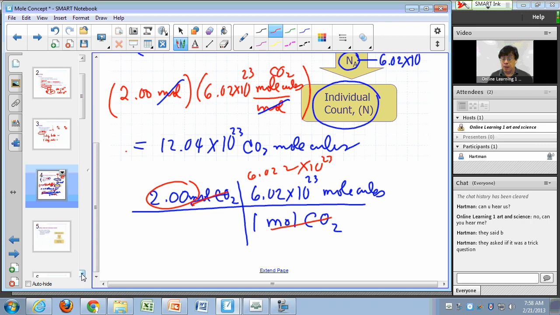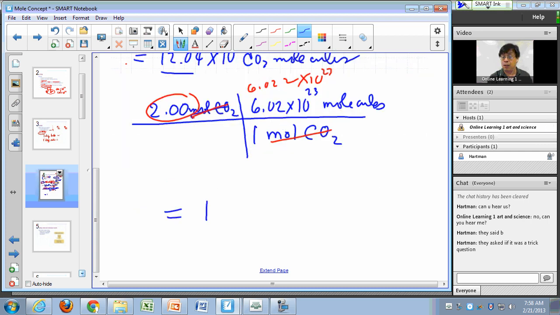But your final answer, how many sig figs should I have in my final answer? I only have 3 sig figs here, so my final answer should just be equal to 1.20 times 10 to the 24 CO2 molecules.